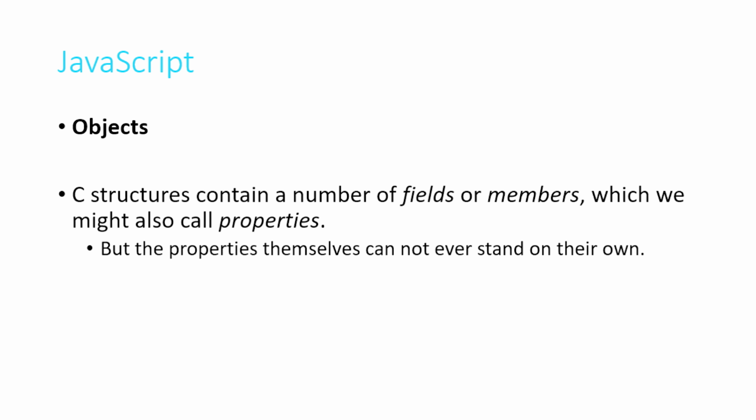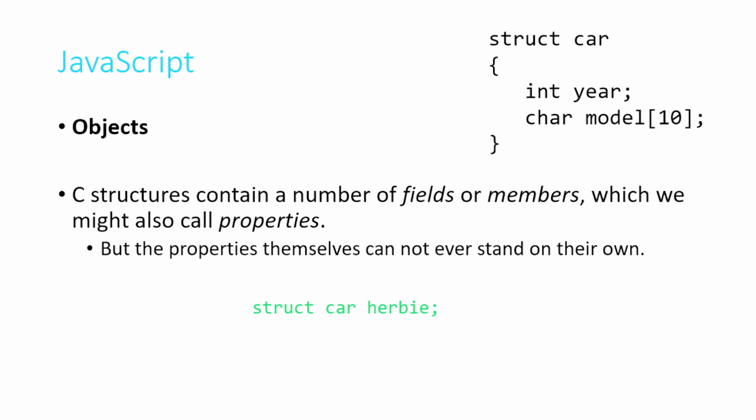C. Now in C, structures can have a number of different fields or members. Another term for those that we see commonly in object-oriented programming are properties. But those properties or fields or members, just like in C, can never stand on their own. So for example, if we define the structure for a car like this, struct car, and inside of that there are two different fields or members, int year and char model 10, so a 10-character string that we can use to store the car's model, we can do things like this. We can say struct car Herbie, which declares a variable of type struct car named Herbie. And then we can say Herbie.year equals 1963, Herbie.model equals Beetle. That's totally fine. That's valid C.